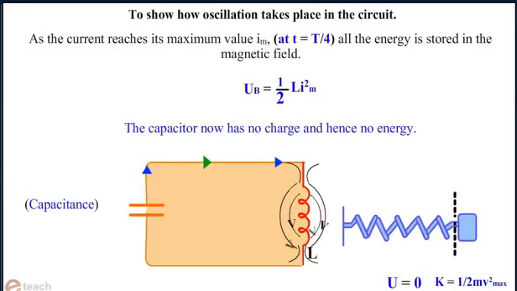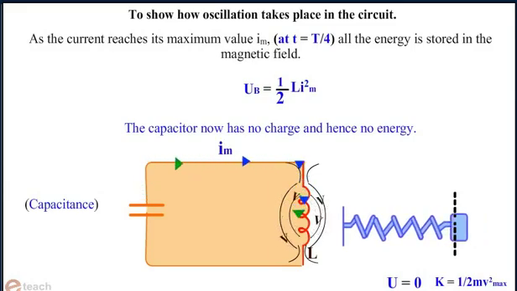As the current reaches its maximum value Im at t equals T by 4, as shown in the figure, all the energy is stored in the magnetic field. You can easily check that the maximum electrical energy equals the maximum magnetic energy. The capacitor now has no charge and hence no energy.